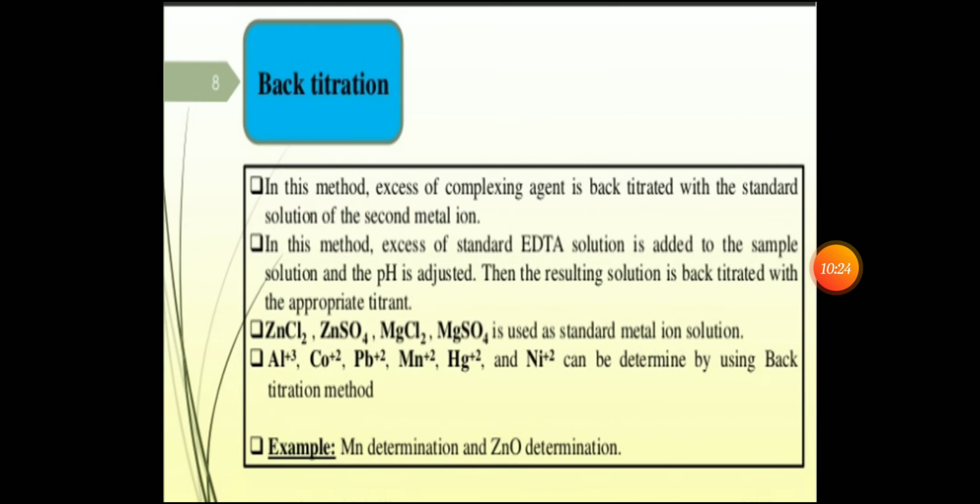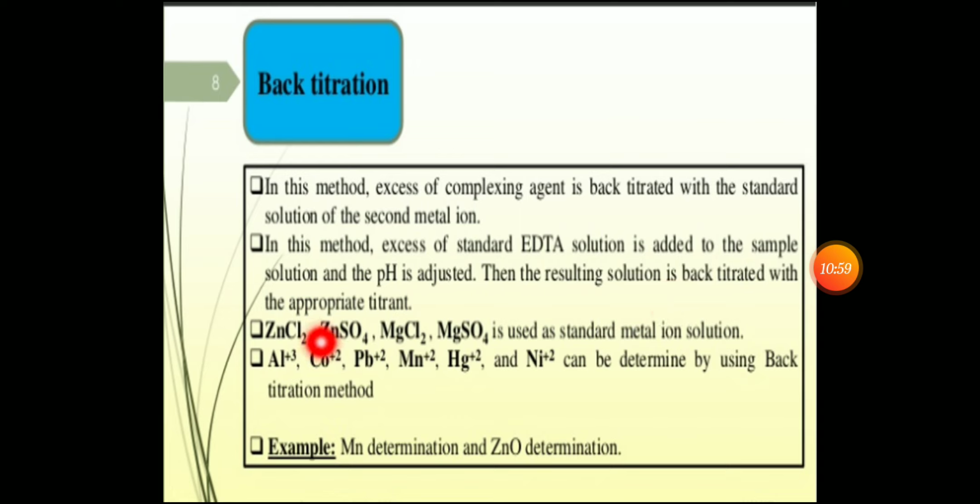Second is the back titration. In this method, excess of complexing agent is back titrated with a standard solution of a second metal ion. Here the excess complexing agent is titrated with the standard solution of the metal ions. In this method, excess EDTA solution is added, because it needs to be in excess quantity. The sample solution and pH are adjusted, then the resulting solution is back titrated with the appropriate titrant.